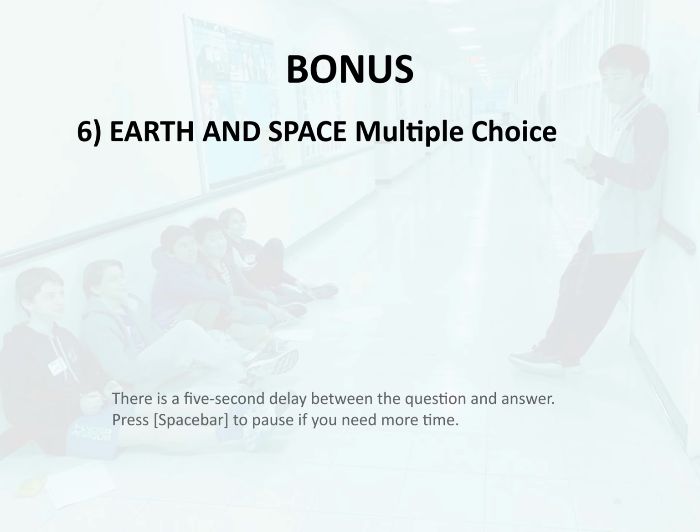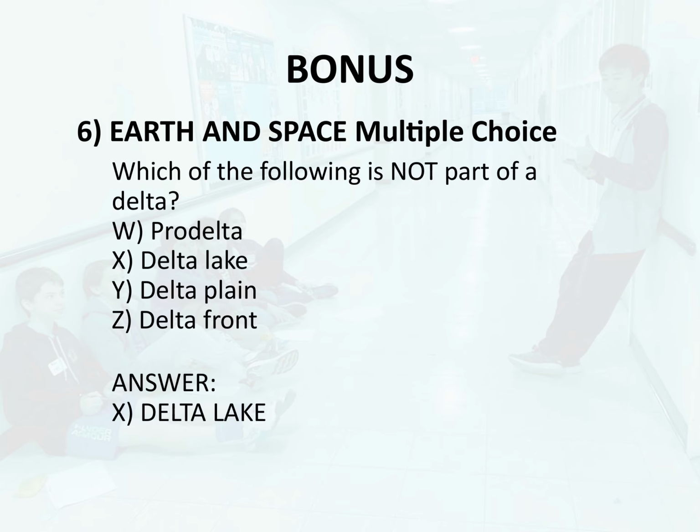Bonus 6. Earth and space. Multiple choice. Which of the following is not part of a delta? W. Prodelta, X. Delta lake. Y. Delta plain. Z. Delta front. Answer, X. Delta lake.